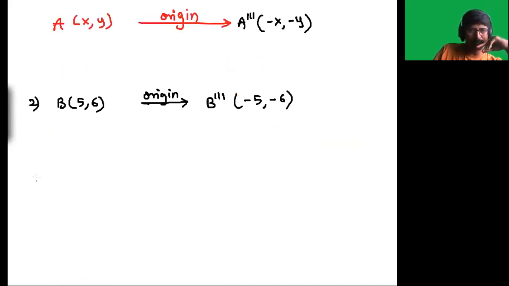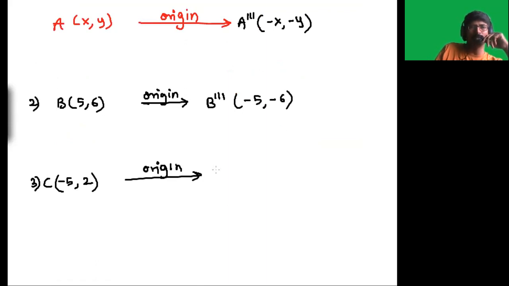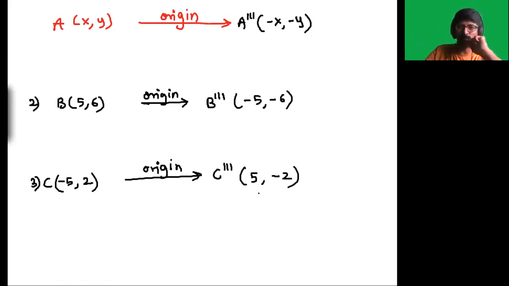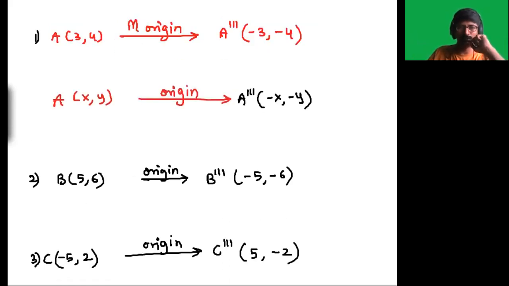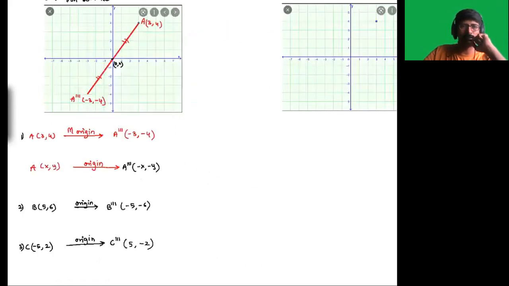Suppose there is a point minus 5 comma 2, and we're reflecting it under origin. What will happen? Simple, it will become C triple dash. Some people are wondering why triple dash. It's just a standard notation: for x-axis I took C prime, for y-axis C double prime, so for origin we're taking C triple prime. It will become 5 comma minus 2. Just reverse both the coordinates. I hope you understood reflection under origin. If you're not finished, you can pause the video and copy this quickly in your book. Hurry up, guys.